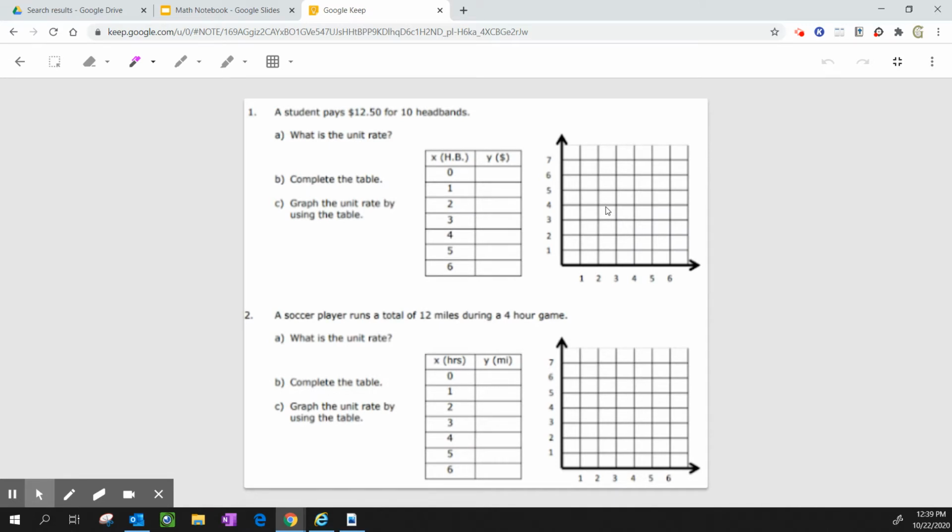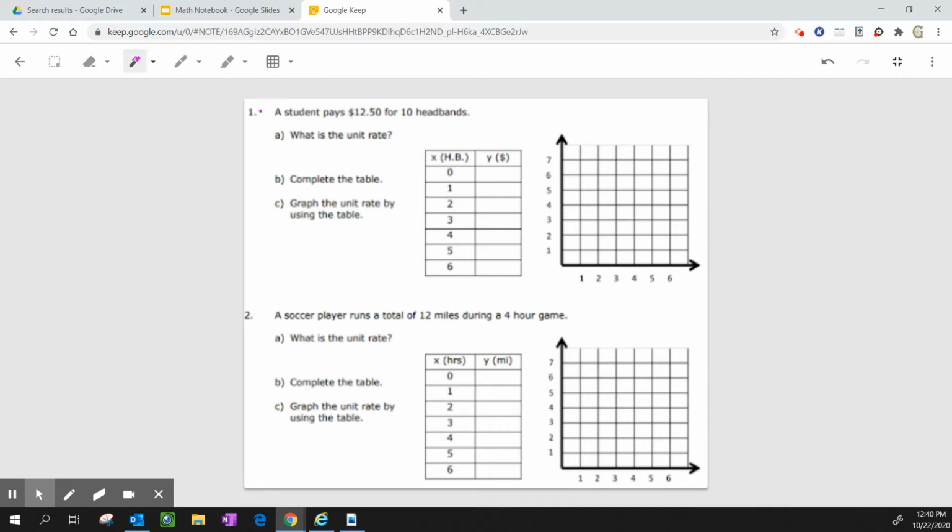So the problem says that the student pays $12.50 for 10 headbands, so $12.50 to buy 10. And the first question that it asks us is, what is the unit rate? So the unit rate is our number one, right? And if you look to the table, we're looking at one headband. So that means we're going to try to do, oops, we'll clear that out just so you can see that.